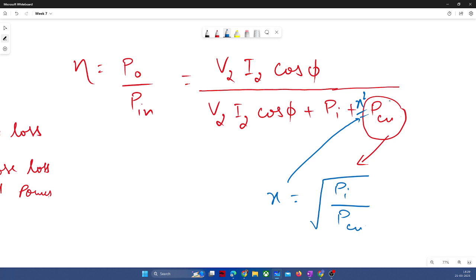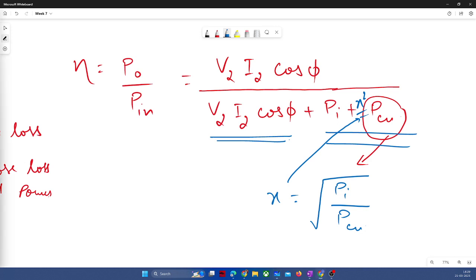Otherwise, I would have explained, but there will be no benefit of this point. So just understand that there will be certain losses along with your load power, right? So that's what was your question. I hope that answers your question.